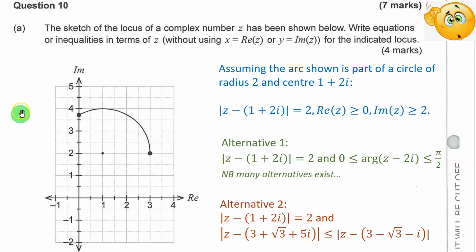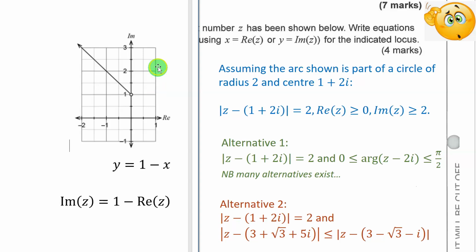So, question 10a, and we're given a sketch of a complex region down below, or really it's an arc, and we've got to write some equations without using x as the real part and y as the imaginary. Historically this is done to stop, say we've got a simple little graph line like this. We could say, well, look, y is 1 minus x, and then we just convert y to the imaginary part of z, x to the real part of z, and we're good to go. We just have to put a domain restriction on it as well. So typically that's what this is all about here.